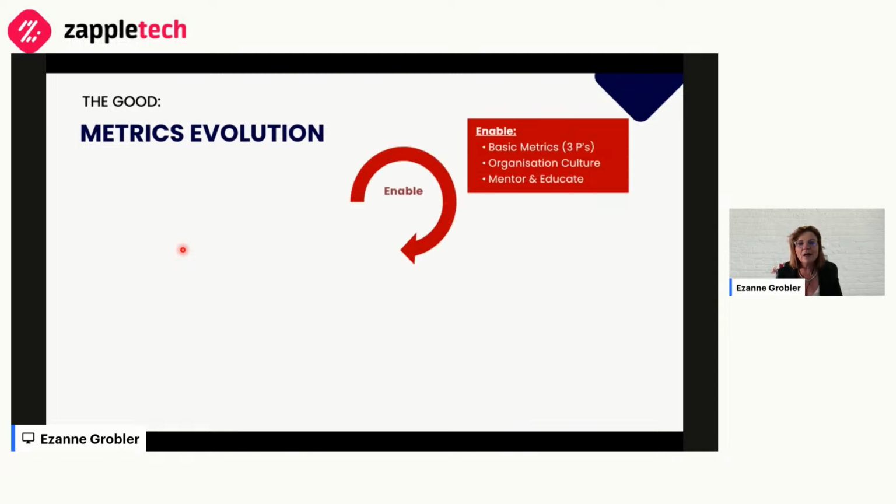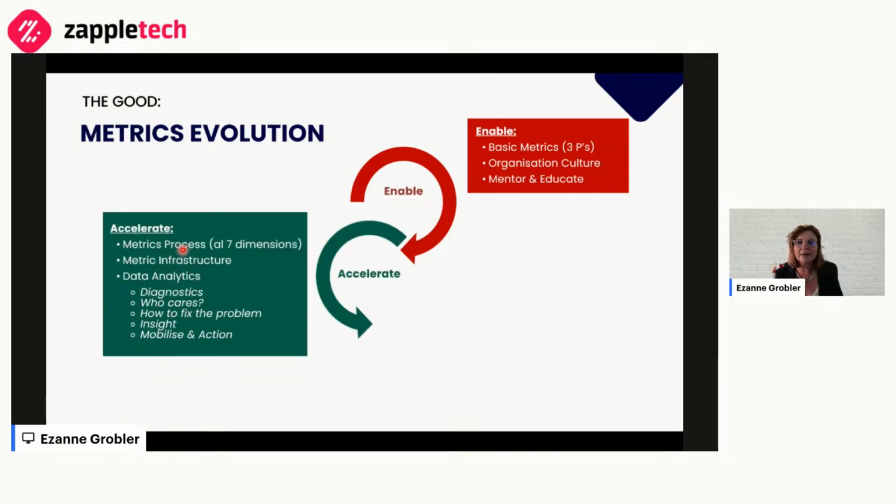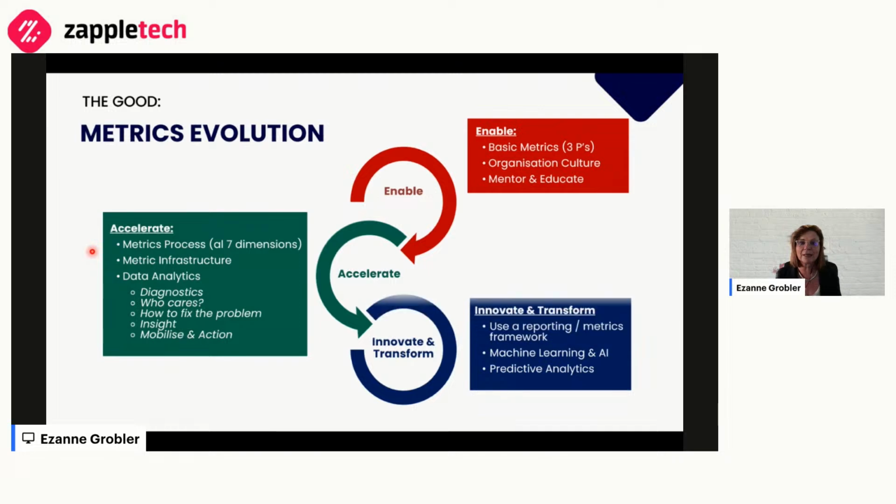So ultimately, testing 101 was your basic metrics, your 3 Ps: your project, your product, and your process. But understand the organizational culture and mentor and educate. That's where you start. Then you enhance, you accelerate, you make it better. You increase it to maybe all 7 dimensions. You make sure that your metric infrastructure is in place so that you can do data analytics. You can do some diagnostics. You actually know who cares. You know how to fix the problems. You actually gain insight. And ultimately, you mobilize and you get people into action.